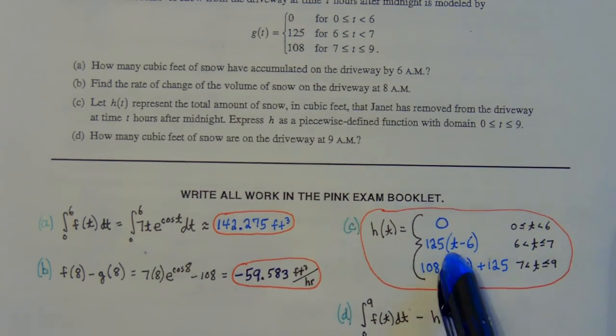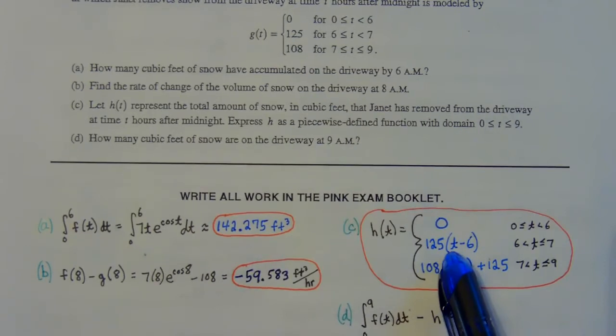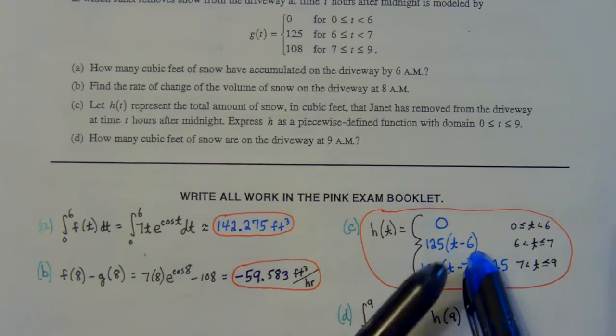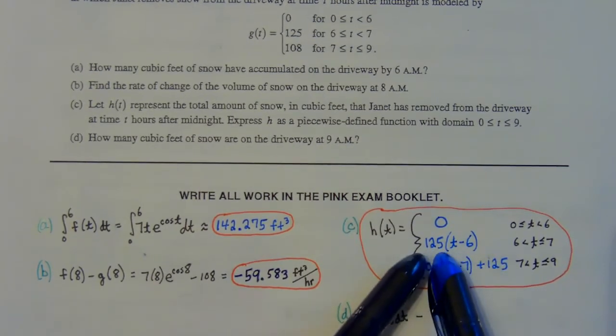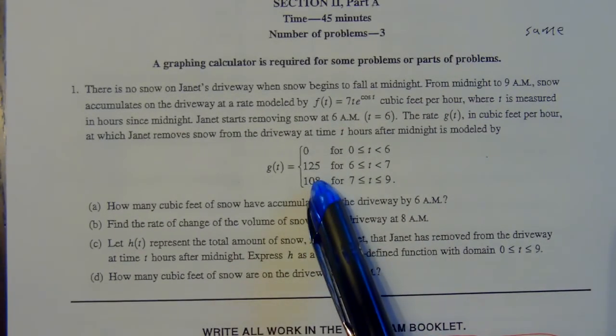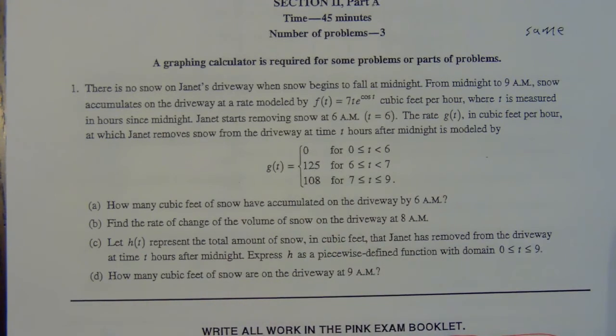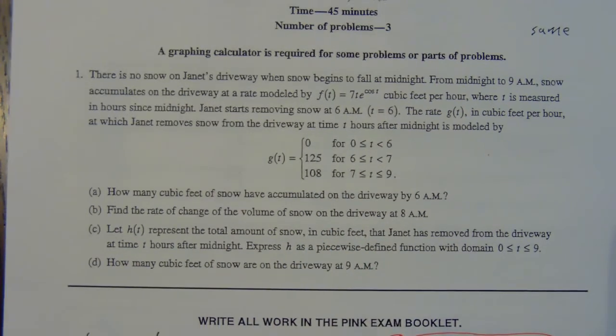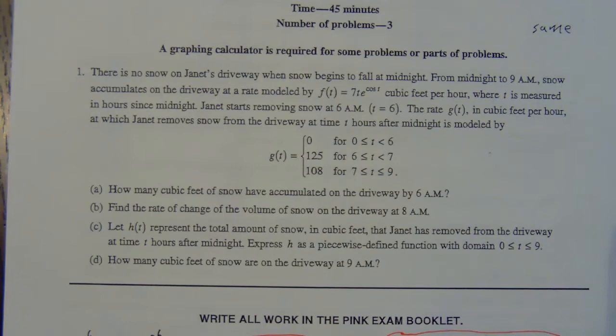If I plug in 6.5 right here, 6.5 minus 6, I'm going to get a half hour. Half hour times that 125 would give me how much total snow she removed in that half hour, right? That'll be our, what, 62 and a half cubic feet of snow right there, right?